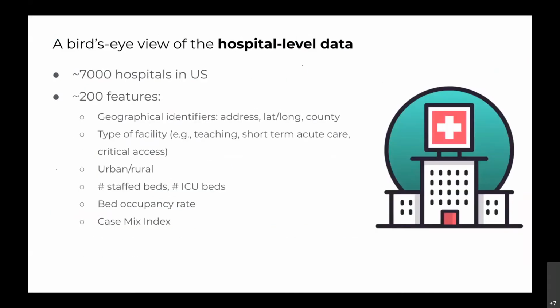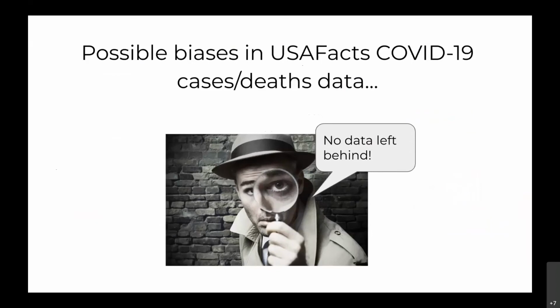And then on the hospital level side, we have about 7,000 hospitals in the database with various features like their location, address, the county that they're in, type of facility, whether it's a teaching hospital, short-term acute care, critical access, maybe an urban or a rural hospital, and then other statistics like number of beds, ICU beds, and occupancy rates. All right, so hopefully this gives you a pretty good sense of the types of data that can be found in our repository. I'll next pass it on to Hugh, who's going to walk us through one of our COVID-19 data sets more carefully.